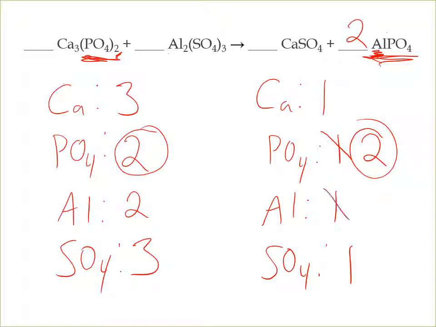So now I have not 1, but 2 aluminums on the right. That's okay though, because if we look over here, we also have 2 aluminums on the left. So right there, we took care of 2 birds with 1 stone. We got our PO4s balanced. We got our aluminums balanced. Now I can worry about the other ones.